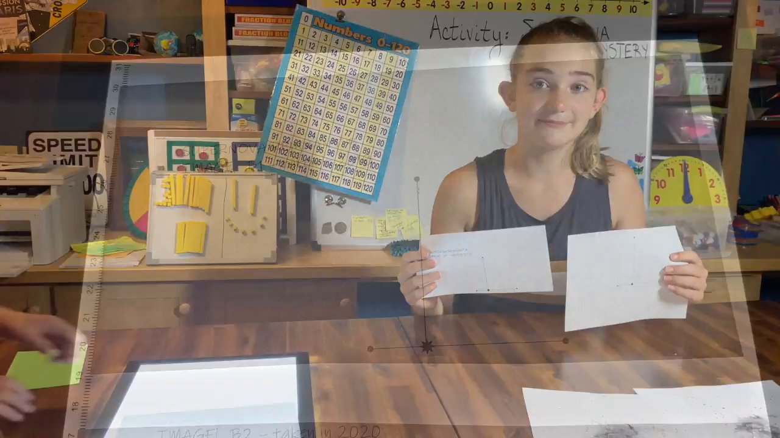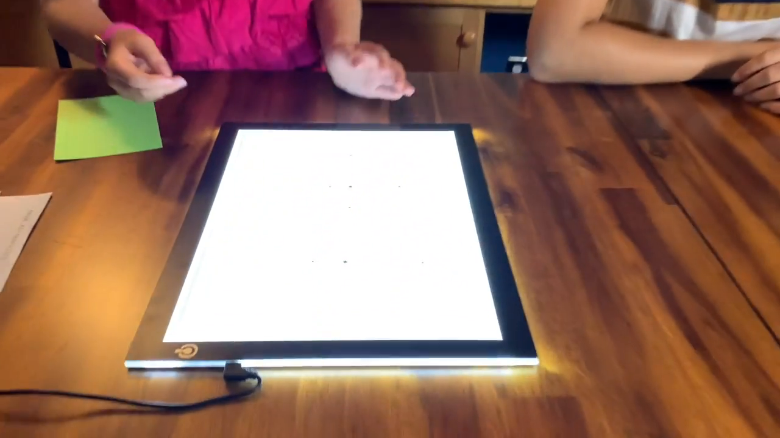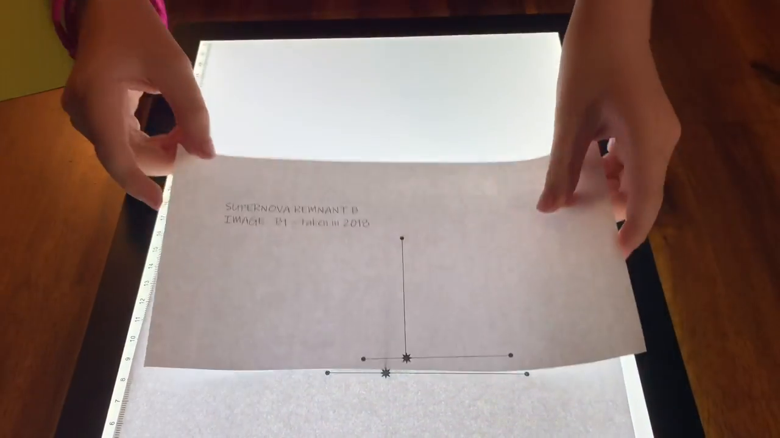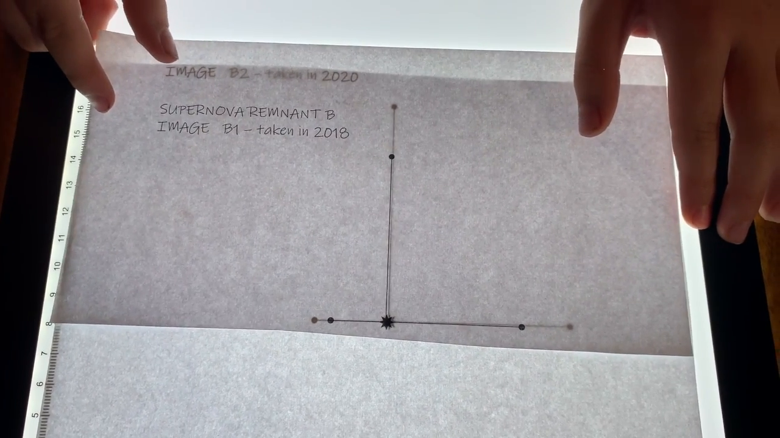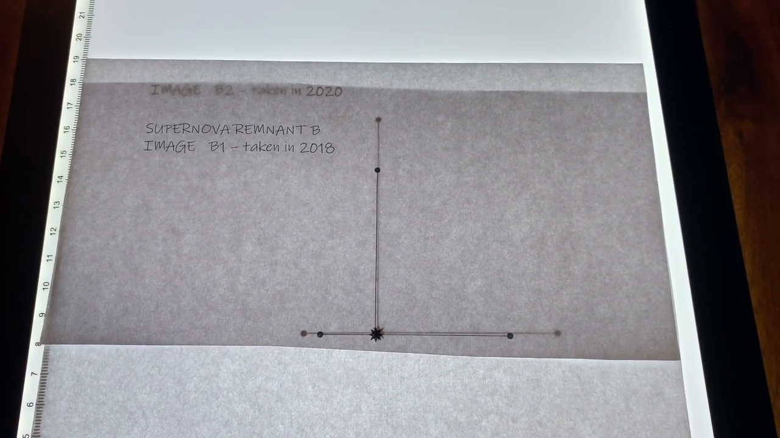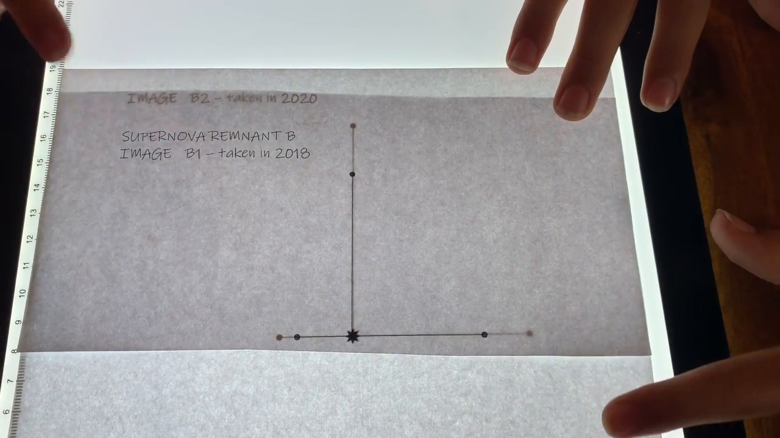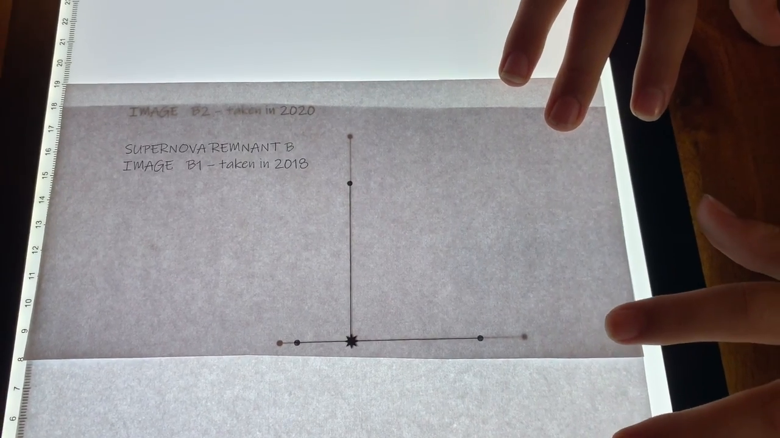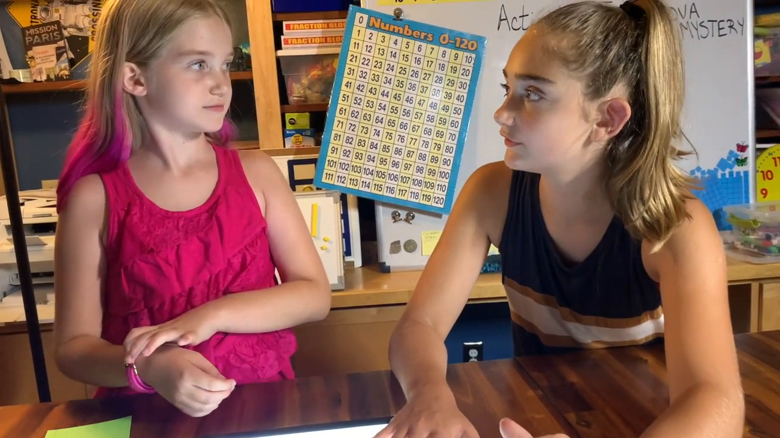Let's put these on a light table. So you'll notice that this picture was taken in 2018 and this picture was taken in 2020. They're 2 years apart, so there would be a 2019 in between. Do you want to figure out where the 2019 would be, or do you want to continue going back from 2018? Continue going back, I think, will be the most efficient for finding when the supernova happened.